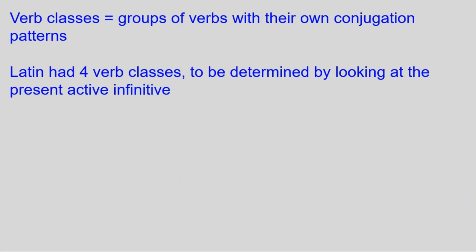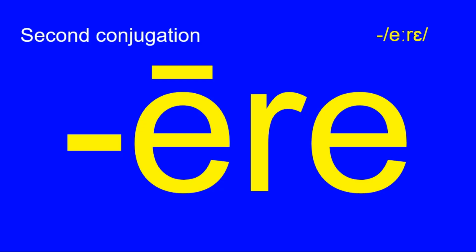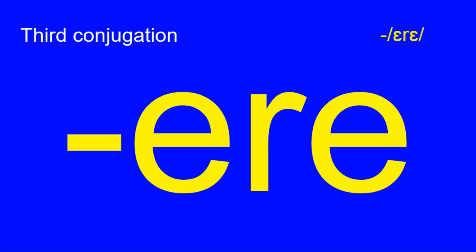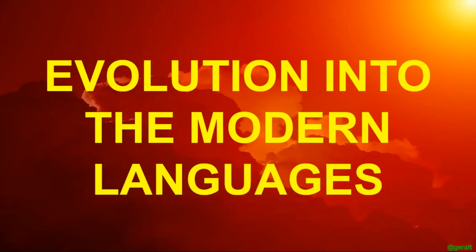As for verb classes, those could largely be determined by looking at the active present infinitive form of the verb. There were 4 of them. The first conjugation, as it's known to linguists, ended with -are, the second conjugation ended with -ēre, the third conjugation also ended with -ere, but that e was short and the stress was on the root syllable before it, and the fourth conjugation ended with -ire. So then how did all this turn out in the modern languages?